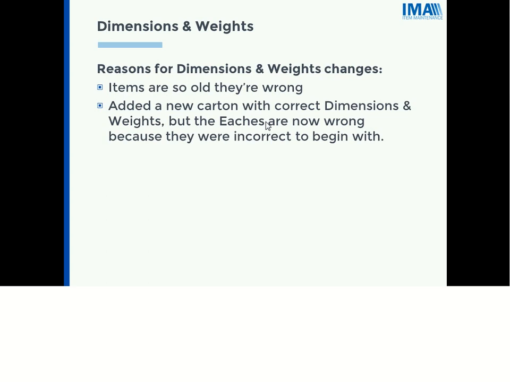So we only implemented dimensions and weights rules a few years ago. So if you have items in our system that are, let's say, 7 or 8 years old, they may have been put into our system before we had those rules in place. So they may not make sense with the carton and the eaches. They may not add up correctly, and if you tried to put them through like that now, you would get an error. So that's what we mean by items are so old that they're wrong.